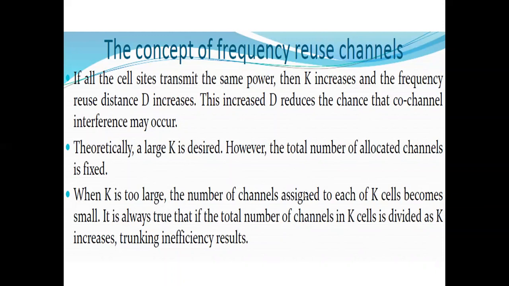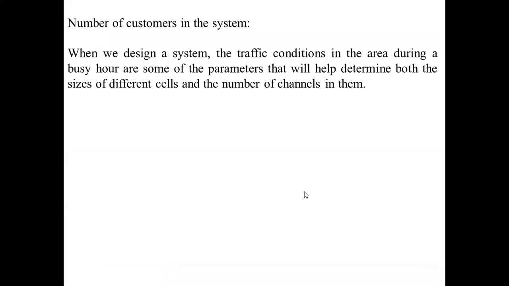Now the next is the number of customers. Frequency reuse is also affected by the number of customers in the system. If we are designing a mobile system, we must consider how many customers are in that area during the busy hour, the size of the different cells used in that area, and the number of channels allocated. The maximum number of calls per hour per cell is given by the traffic conditions, that is, the number of customers in each particular cell.